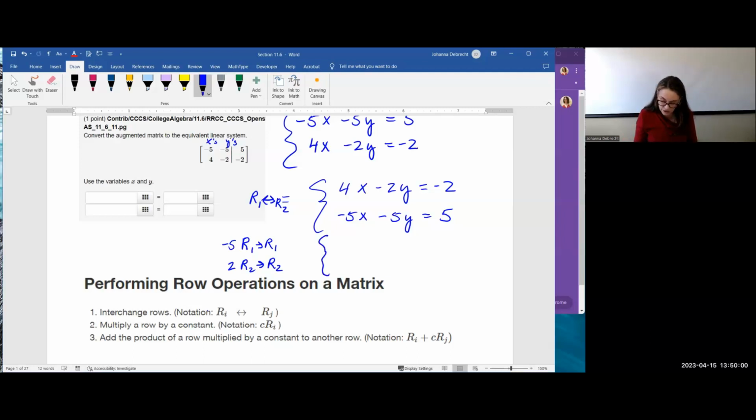So what would that lead to? Well, I would take the 4x and multiply by -5, which would give me -20x. I think I can see what's going to happen here. -5 times -2 would give me +10y. And then -5 times -2 would give me 10. And then when I did this on the second row, I would get -10x, then -10y, and then equals 10.